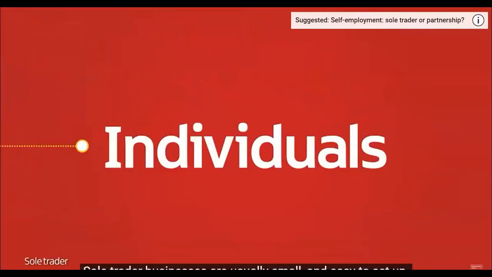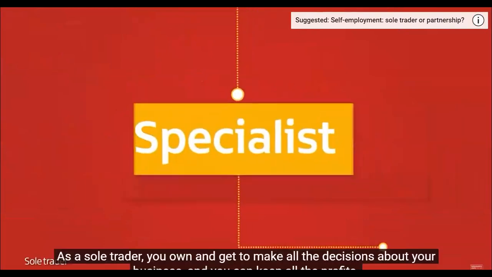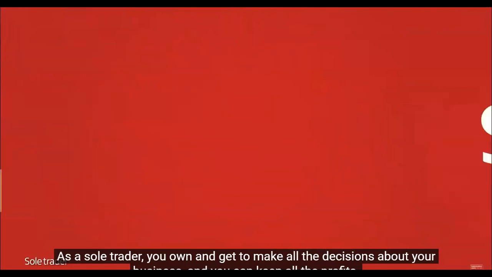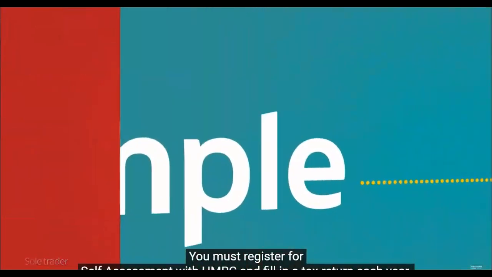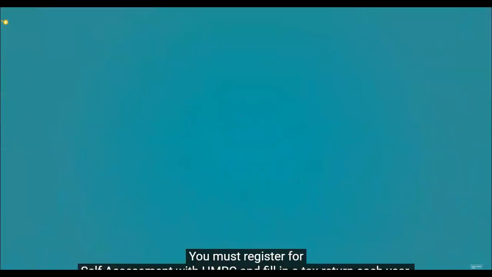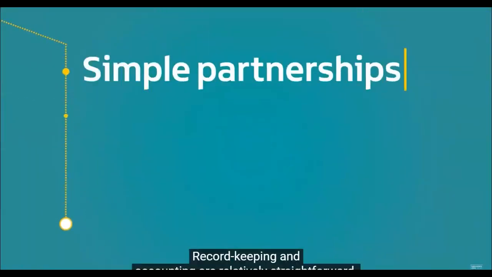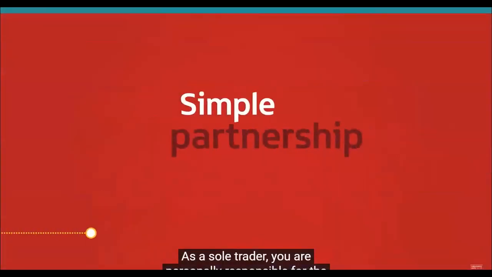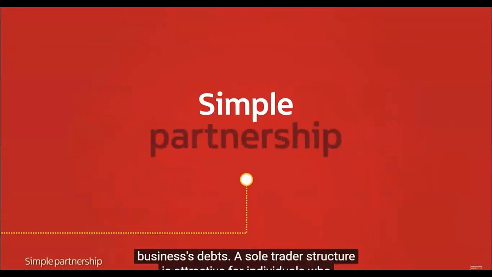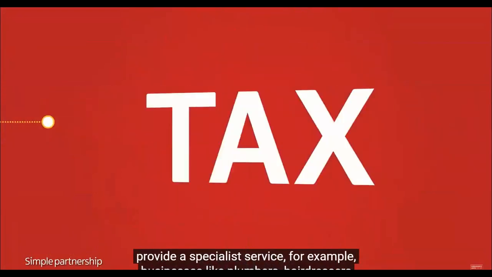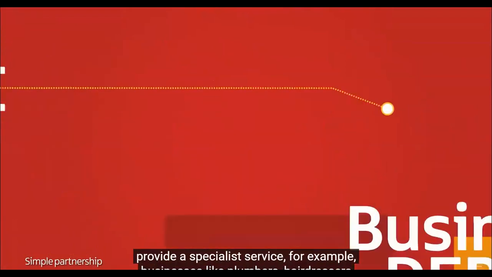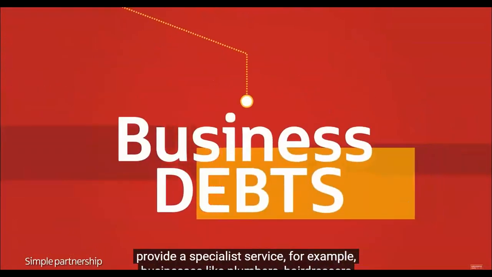Sole trader businesses are usually small and easy to set up. As a sole trader, you own and make all the decisions about your business, and you can keep all the profits. You must register for self-assessment with HMRC and fill in a tax return each year. Record keeping and accounting are relatively straightforward. You are personally responsible for the business's debts. A sole trader structure is attractive for individuals who provide a specialist service, for example plumbers, hairdressers, consultants, and contractors. It is a swift and simple way to start up.